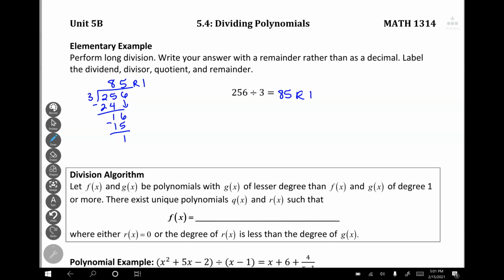Okay, so let's label these to review some terminology when it comes to division. This first number, that is your dividend. If you see that word dividend, it's the number you're dividing into. That's how I remember it: dividend, I'm dividing into that number. And then your divisor, that's what you're dividing by. And then your answer, this is your quotient. And of course, that 1 right there is your remainder.